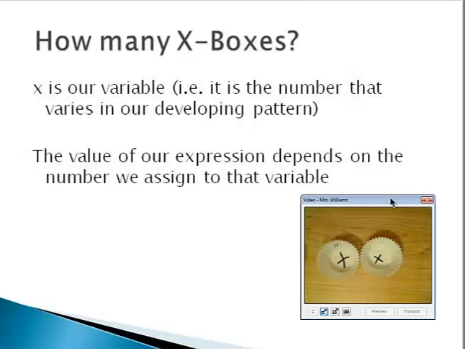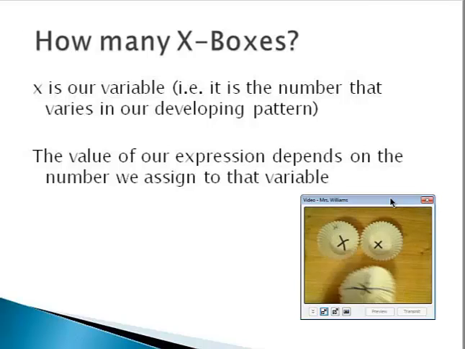So if we have 2x, then we would put 2 X boxes in. If we have 3x, then we would put 3 X boxes in. 4x, we would put 4 X boxes in our pattern, etc. So we're going to be using these X boxes along with a bunch of pennies to help us solve these problems.